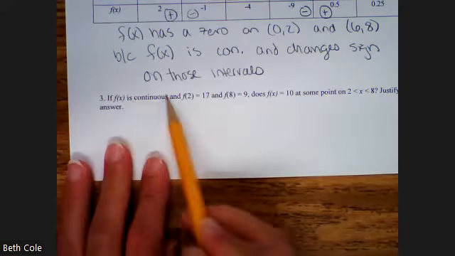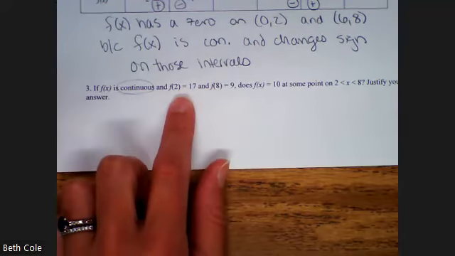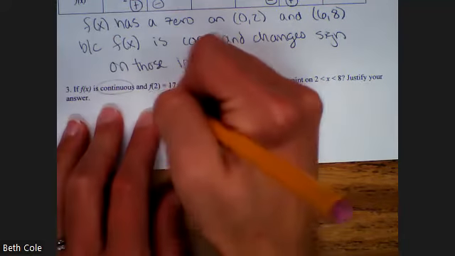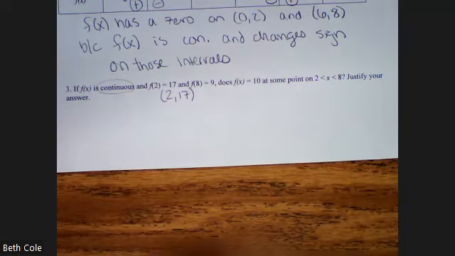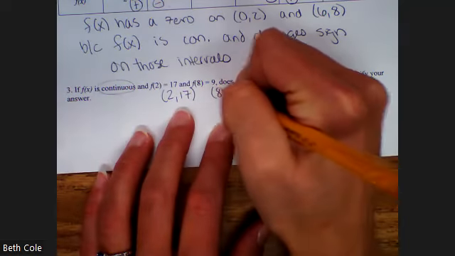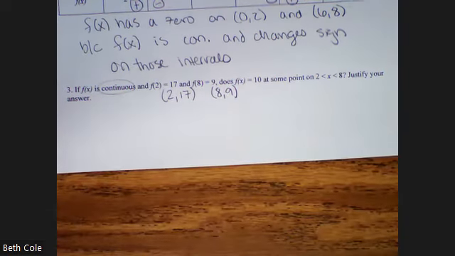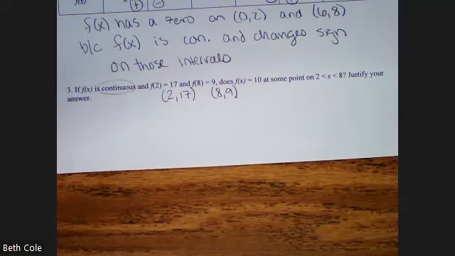Don't discriminate. All right. F of x is continuous and f of 2 equals 17. And again, if it helps you to write it as an ordered pair instead, you can do that. That helps some people. And f of 8 equals 9. And if you wanted to even like off to the side kind of graph where those look to see it visually, that helps as well.